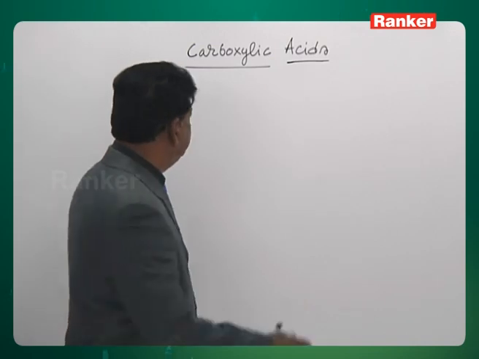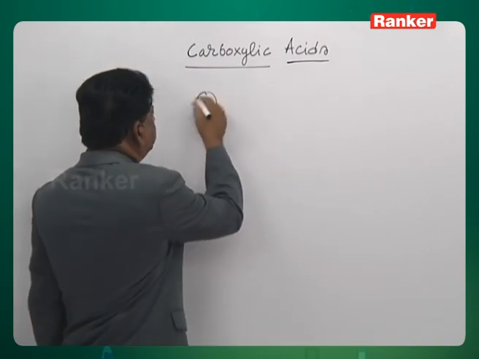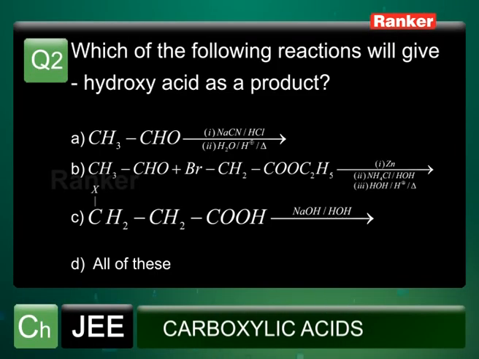Now let us see question number 2. Which of the following reactions will give an alpha hydroxy acid as a product? The first answer is acetaldehyde with sodium cyanide. A cyanide group is added on the carbonyl group followed by hydrolysis, which gives an alpha hydroxy acid. The second one, B, is acetaldehyde with an alpha bromo ester. This is known as the Reformatsky reaction, in which alpha beta unsaturated acids will be the answer. That is the wrong answer.